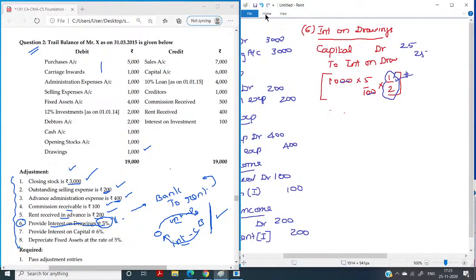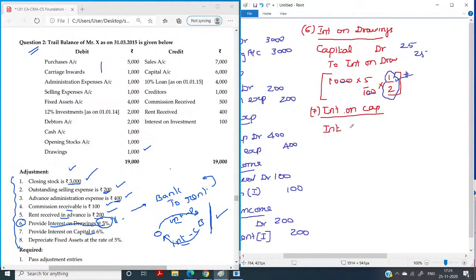Now I will proceed further. Then provide interest on capital the same way. Now it comes with an interest on capital. So interest on capital is an expense for the business, so that should be debited. Okay, interest on capital is debited.